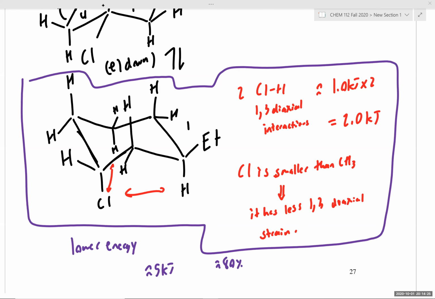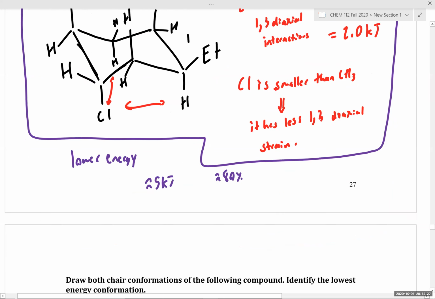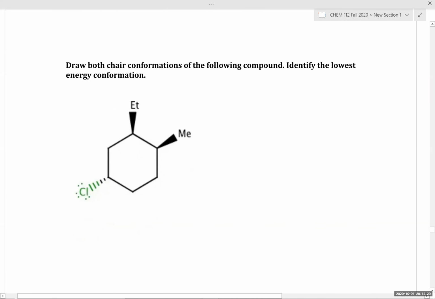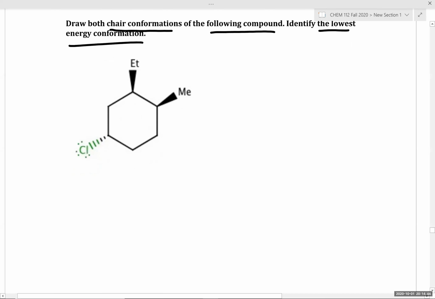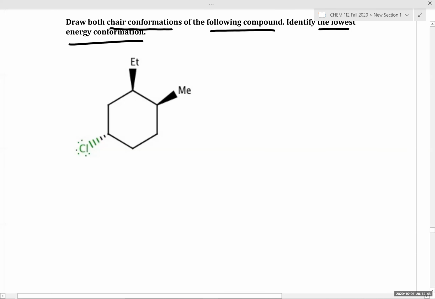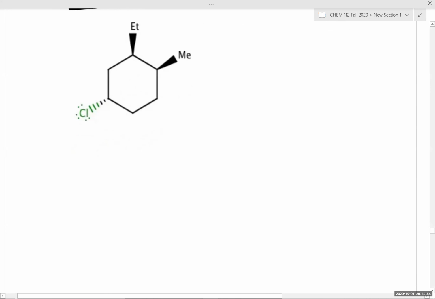So what I'd want us to do as our last activity for today's supplemental lecture, I'd like you to draw both chair conformations of the following compound and identify the lowest energy conformation. So this example is going to take us probably about 7 to 8 minutes. So I'd like us as our first step to draw both of our chair conformations for this compound.